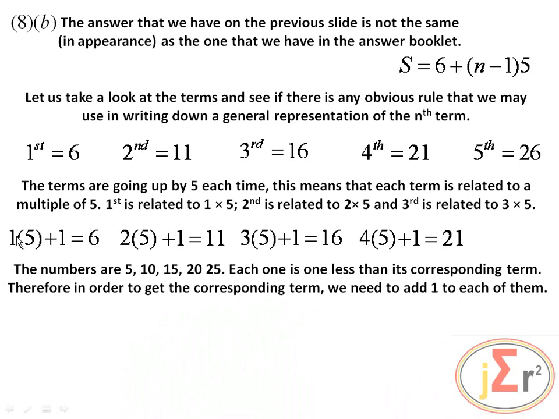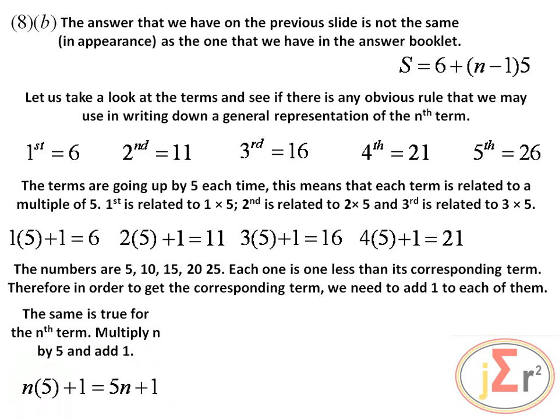So we have 1 5 plus 1, 2 5s plus 1, 3 5s plus 1, 4 5s plus 1. Then what do you imagine we will have if we have n hexagons? The same is true for the nth term. Multiply n by 5 and add 1. n times 5 plus 1, which is 5n plus 1. Now take the previous expression, which is the one that we have up here, that looks nothing like the one that we have here, 5n plus 1.